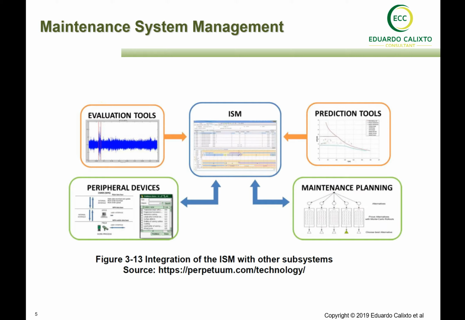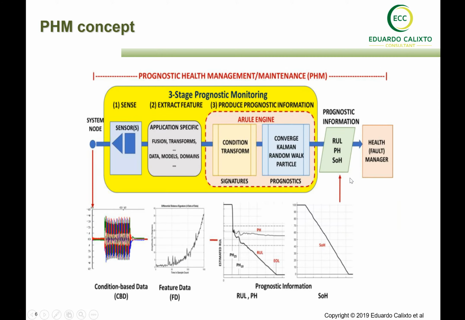And the last evolution that we can have is that such prognostic health management and maintenance planning in the end is part of the asset management system. We'll speak about that later on. So now let's focus on the prognostic health management concept. It is a simple concept. Actually, it is an evolutionary concept.